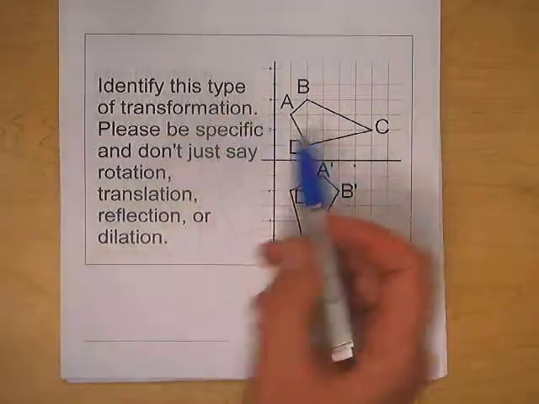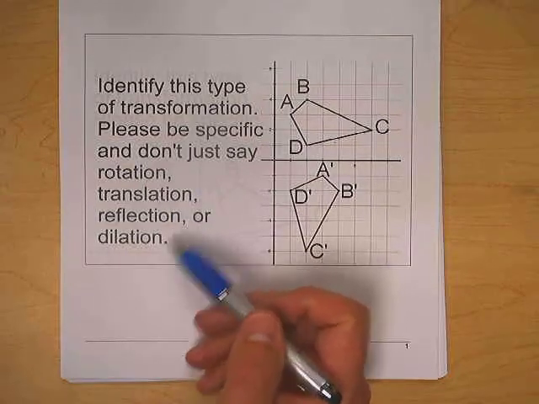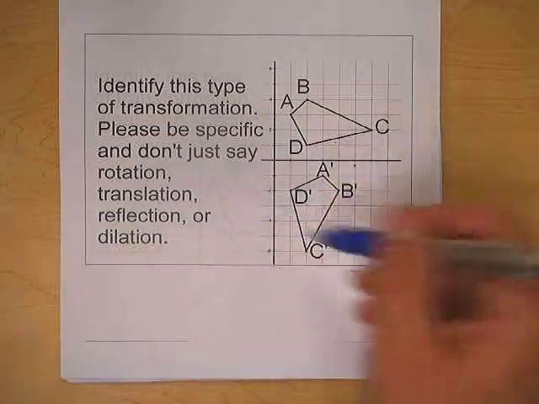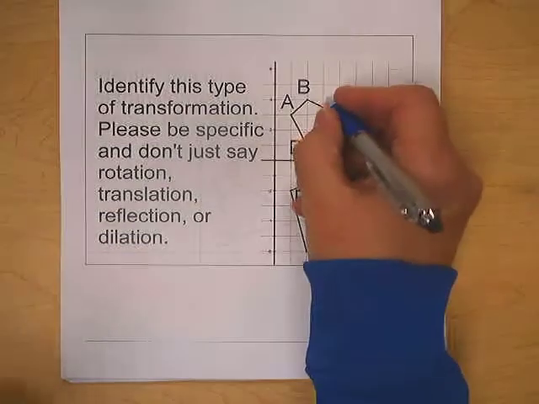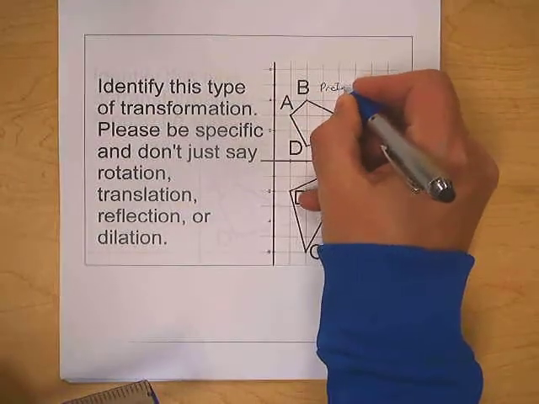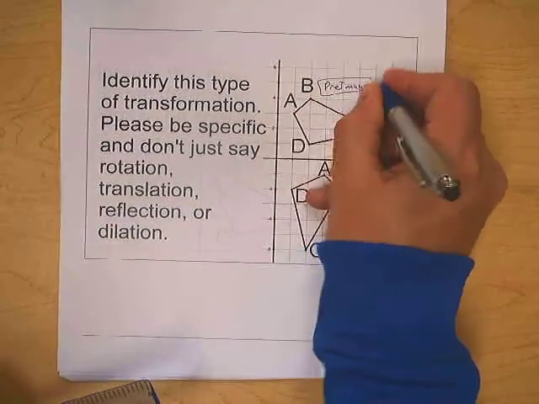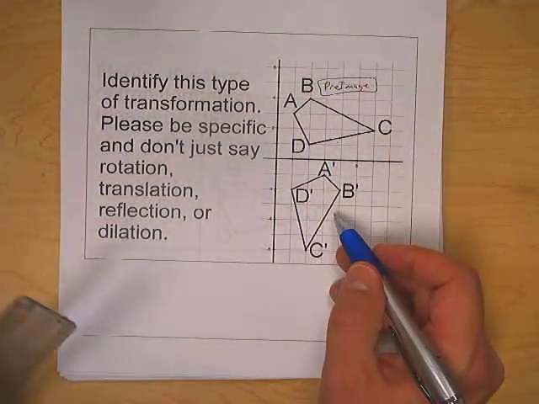It says, identify this type of transformation. Please be specific. Don't just say rotation, translation, reflection, or dilation. Okay? This type of problem is going to be in the multiple choice part of the exam. You always start with the pre-image points. These are the pre-image points because they don't have any marks by them. And these are the image points.